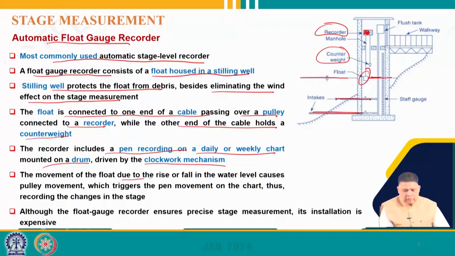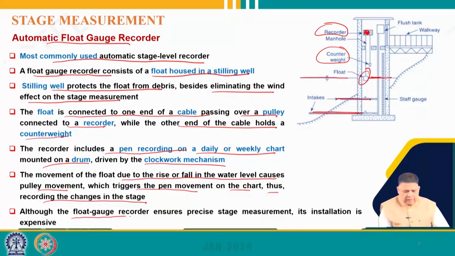So, the movement of the float due to the rise or fall in the water level causes pulley movement, which triggers the pen movement on the chart, thus recording the changes in the stage. So, as we saw in the case of rain gauges, there is a drum on which the chart is placed, and which basically runs based on a clockwork mechanism, that is, along the clock. So, obviously, when there is no change in water level, we will get a horizontal line, but whenever there is a change in the water level in the stream or in the stilling well, the float will rise or fall, and that will be recorded by the pen movement.